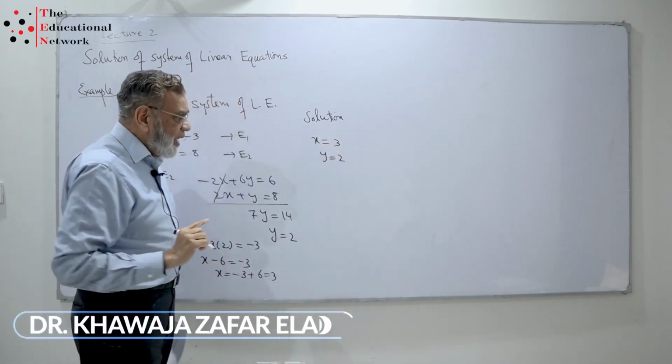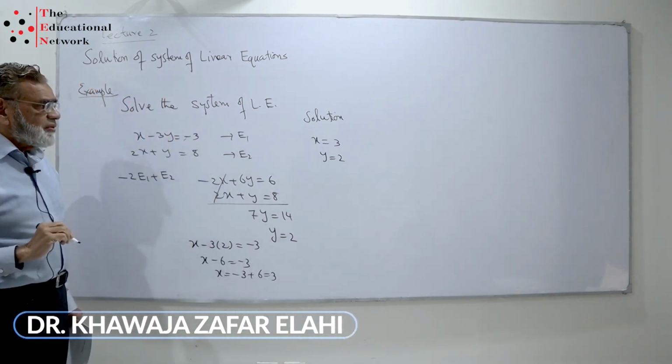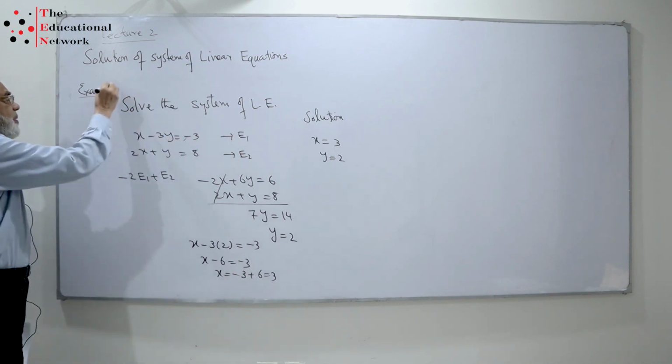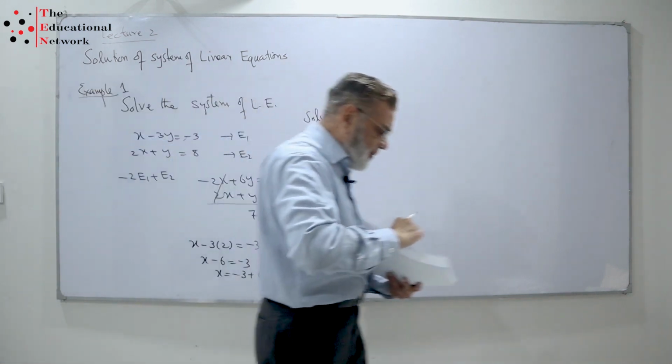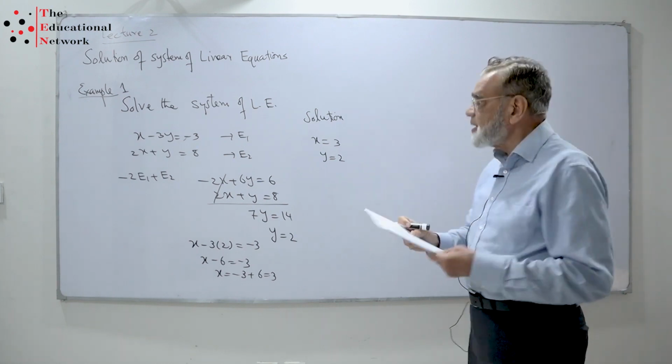One more way of looking at this: if I take the graph of the equations, then this point is coming on both of the equations. This is my example 1. So the system has a solution. Now I take another example where we see that the system will not have a solution. The example is example 2.